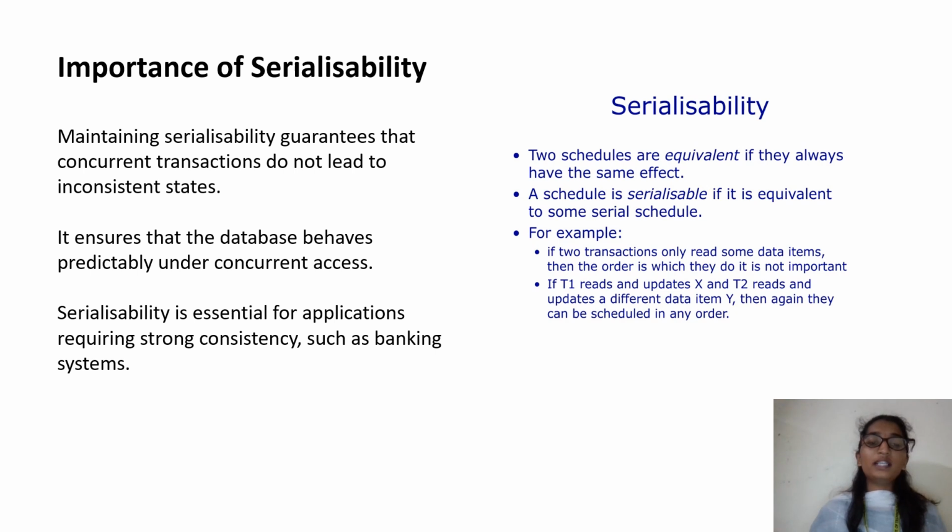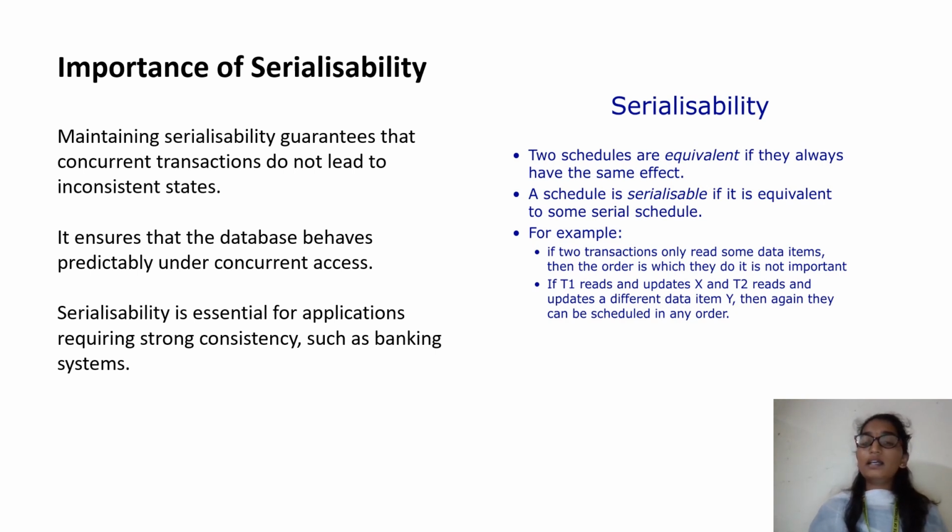It ensures that the database behaves predictably under concurrent access. Serializability is essential for applications requiring strong consistency, such as banking systems. Serializability means two schedules are equivalent if they always have the same effect. A schedule is serializable if it is equivalent to some serial schedule.